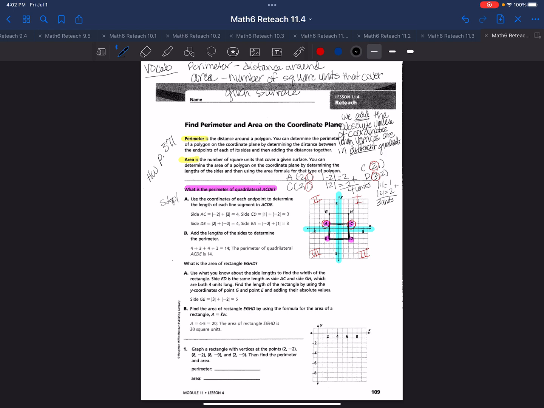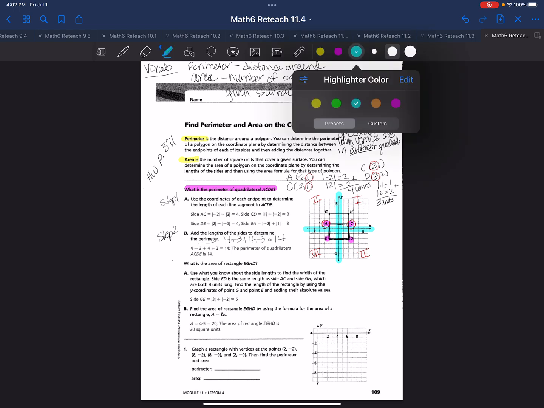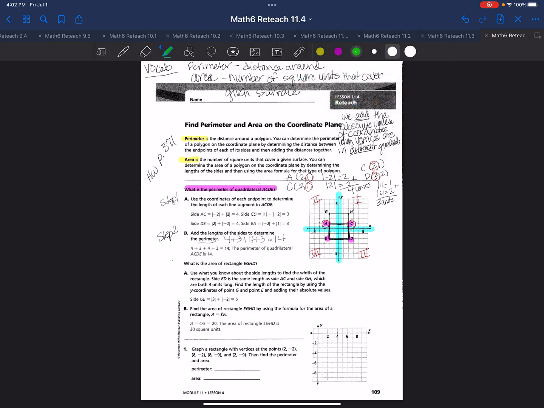So then we need to go ahead and add the side lengths to determine the perimeter. So we have 4 plus 3 plus 4 plus 3, and that's 14. So the perimeter of the quadrilateral is 14. Now it's asking us, what is the area?